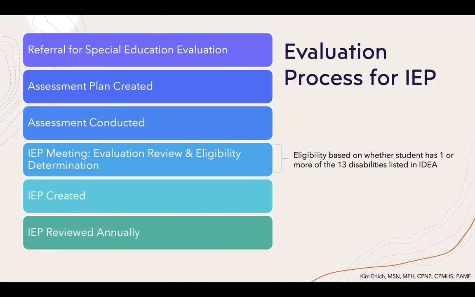So there's some sort of referral, typically a parent referral, for special education evaluation, and parents do need to consent. There should be an assessment plan that's created, meaning the school should outline the plan to evaluate that student. Then the evaluation or the assessment is conducted. And then there's an IEP meeting, so the evaluation needs to be reviewed. The discussion at this meeting will be whether or not a student is deemed eligible. It's called eligibility determination, and that is based on whether the student has one or more of the 13 disabilities listed in the IDEA Act. I'll go into that a little bit later, but that's a really big part of the evaluation process because there's a list. The IEP is then created, assuming that they are eligible, and the IEP is reviewed annually.